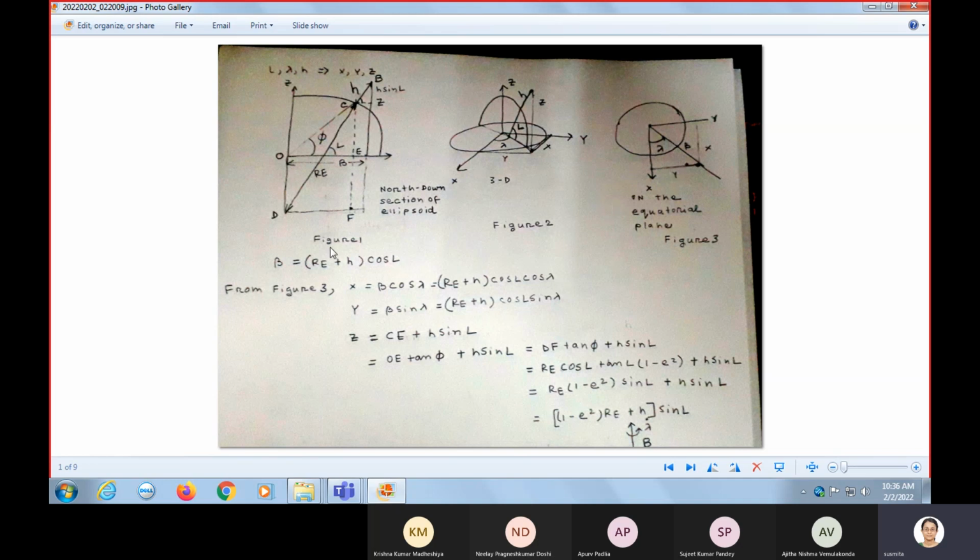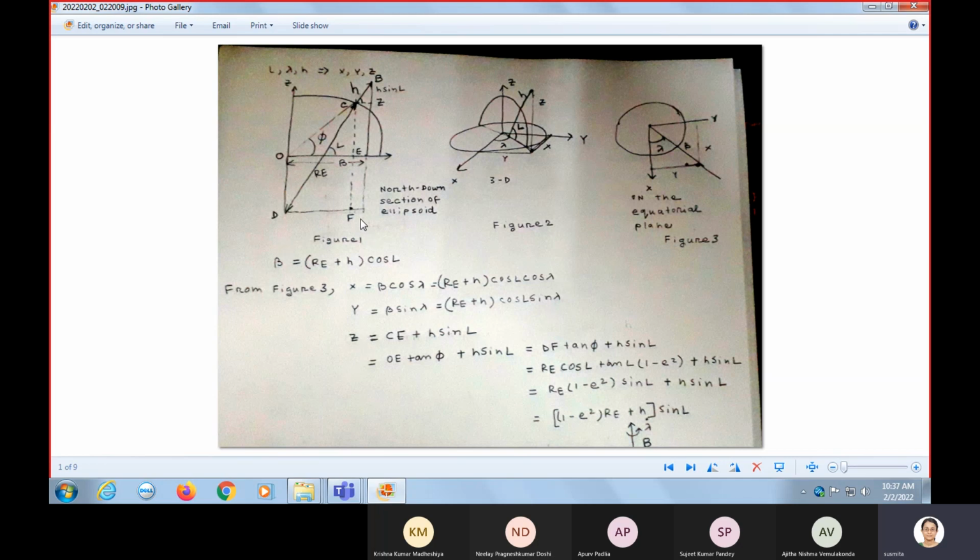So from this figure we can easily say that beta is equal to (RE plus H) cos L. This length is beta, right? This angle is again L. So we have (RE plus H) cos L. And then from figure 3 we can say X is equal to beta cos lambda. So substituting for beta we get X is (RE plus H) cos L cos lambda, and then Y is equal to (RE plus H) cos L sin lambda.